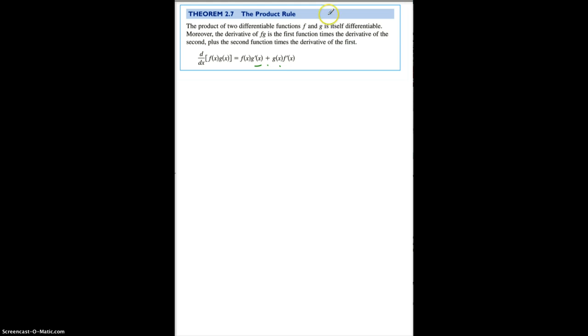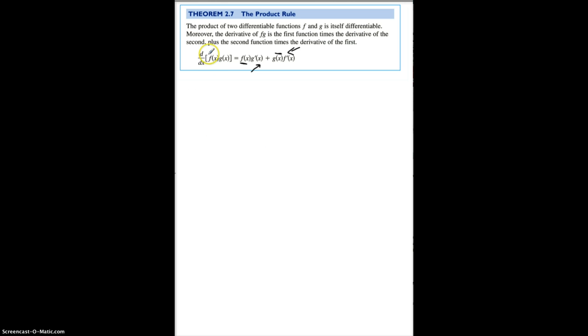We have a product rule which tells us quite simply that if I have two functions that are multiplied by each other and they're both differentiable, then the derivative of that product is equal to the first times the derivative of the second plus the second times the derivative of the first. Now I'm going to derive this for you. Be able to do this on a test or quiz.